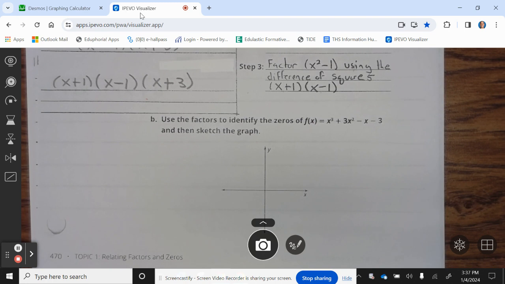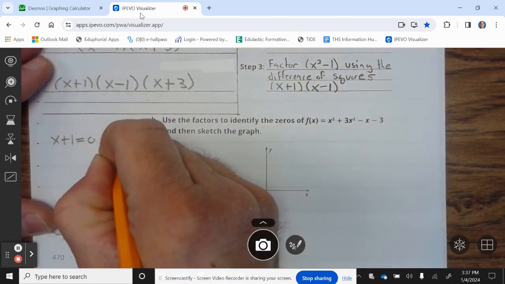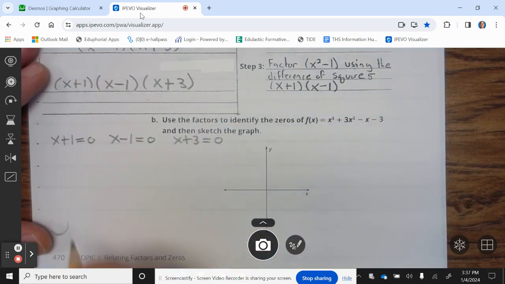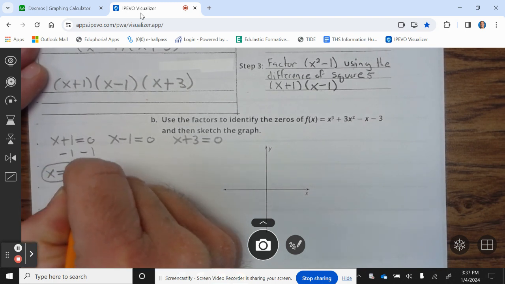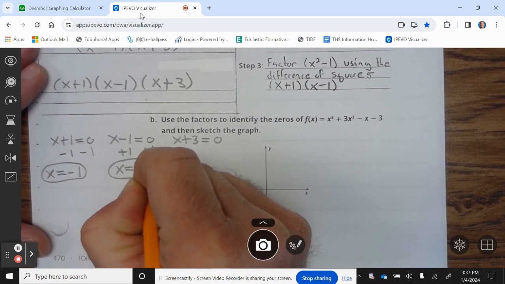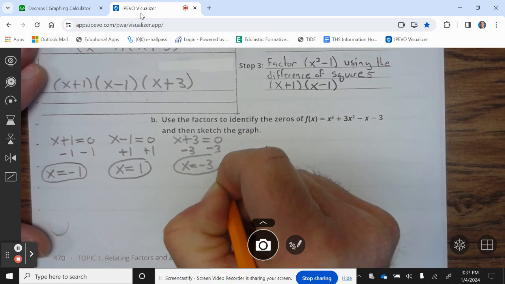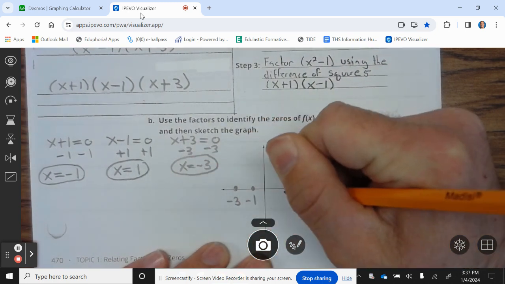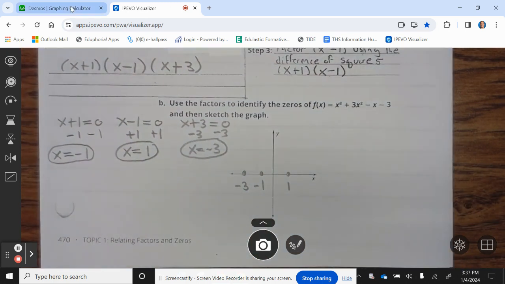Now, use the factors to identify the zeros. So we have x plus 1 equal to 0, x minus 1 equal to 0, and x plus 3 equal to 0. So subtract 1 from both sides, x equals negative 1. Add 1 to both sides, x equals 1. And subtract 3 from both sides, x equals negative 3. So negative 3, negative 1, and 1. All right, and let's use Desmos to get the sketch of our graph.